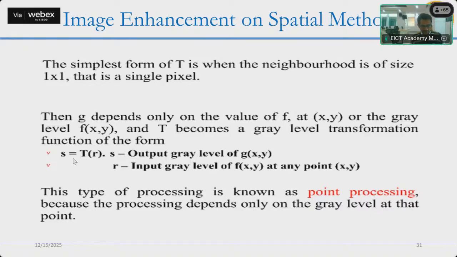Please be clear that it is S equal to capital T(R). This is basically the new output value. So what has happened in image enhancement is that your pixel intensity value has been changed by applying some transformation function.